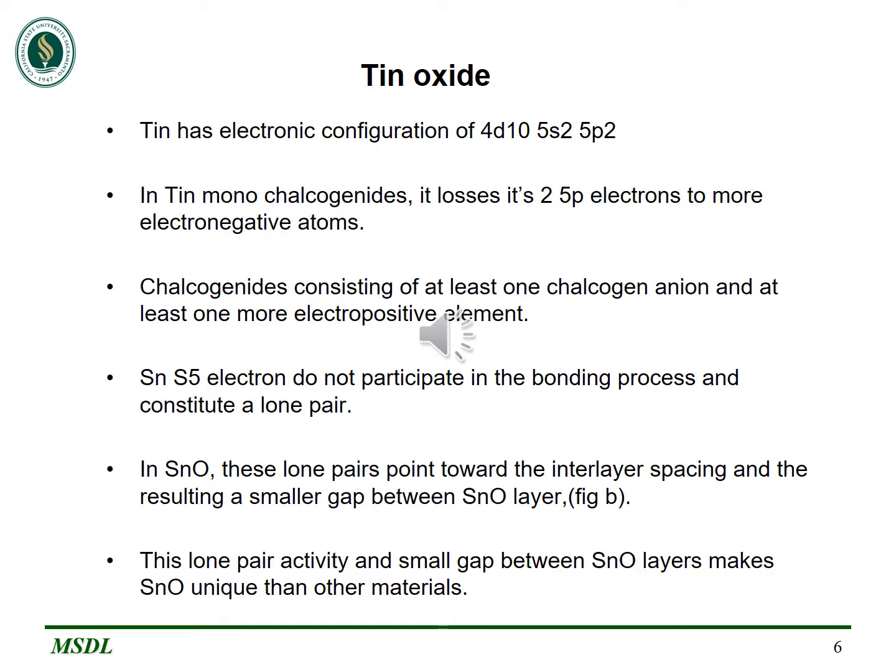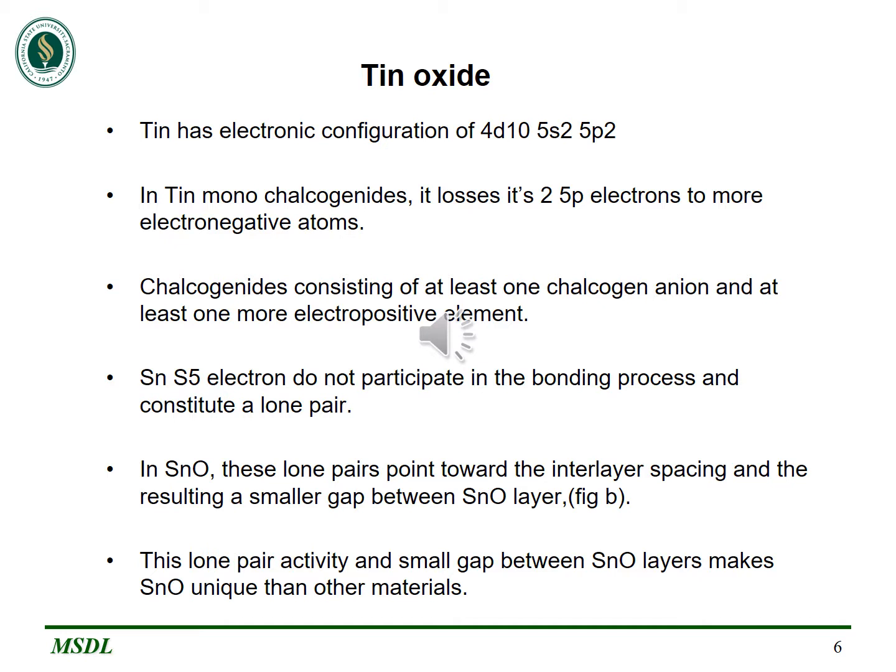Now moving on to tin oxide. Tin has an electronic configuration of 4d10 5s2 5p2. In tin monochalcogenides, it loses its two 5p electrons to the more electronegative atom. Chalcogenides are elements consisting of anions and are more electronegative elements.